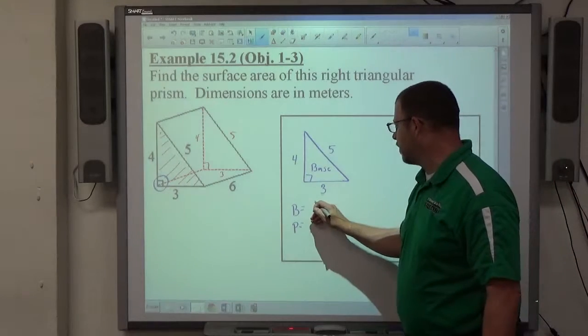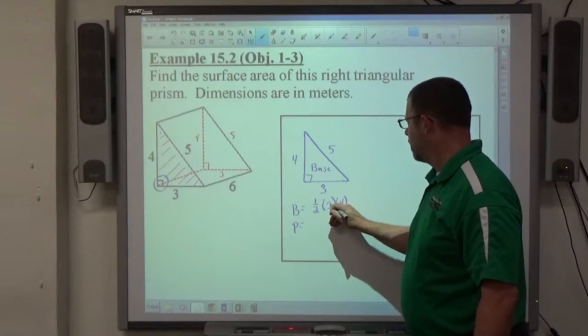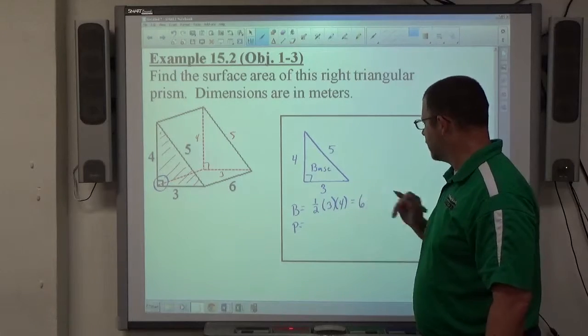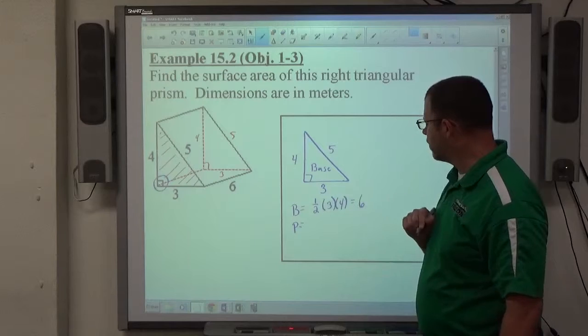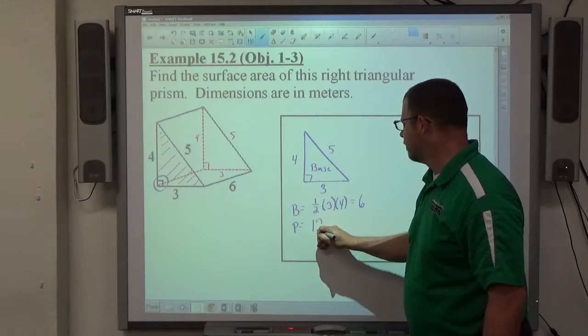The triangle area formula says to take 1/2 times its base and perpendicular height. 1/2 times 3 times 4 is equal to 6. Half of 4 is 2 times 3 is 6. For perimeter, we add up all three sides. 3 plus 4 is 7 plus 5 is 12.